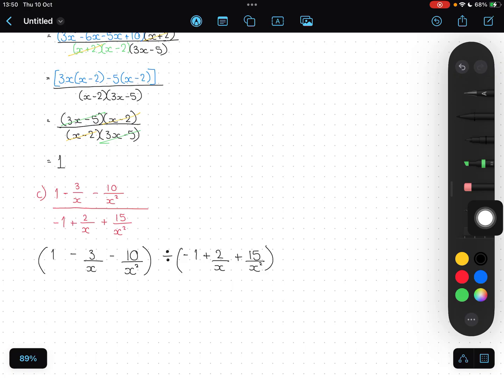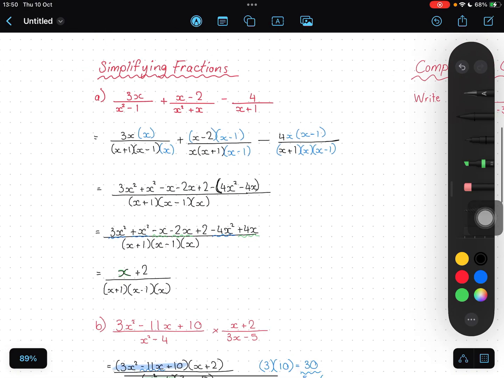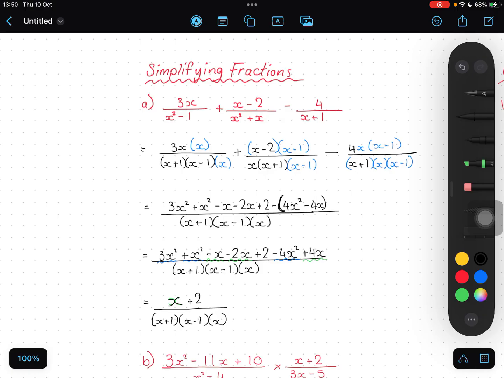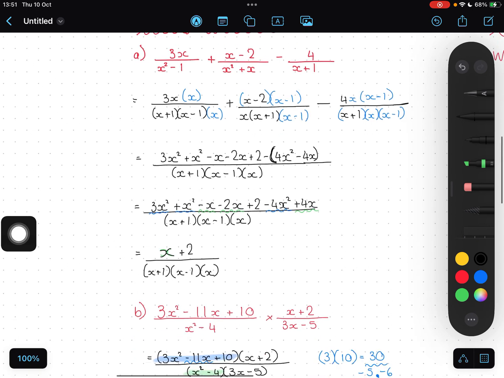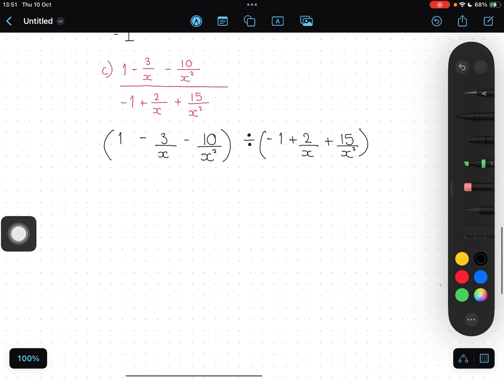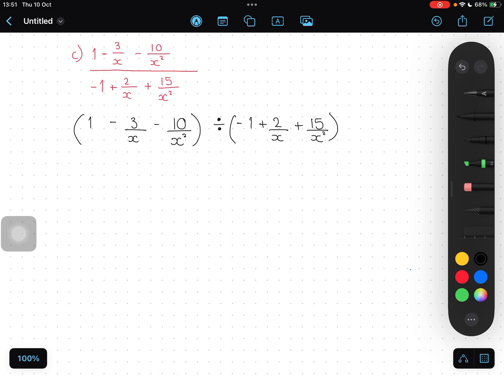So let's go back to what we had at the start of our simplifying fractions work. When we have different denominators and they are adding or subtracting, the first thing we do is look through these at how we can get a common denominator. Once we have a common denominator, we can put them all over that same denominator. So here we need to look at the first bracket. If I want to do these subtractions, I need to get a common denominator first.